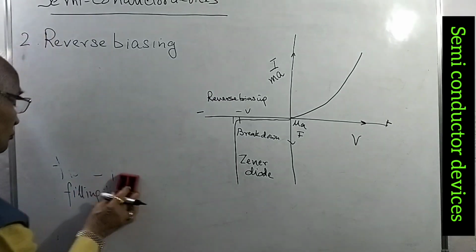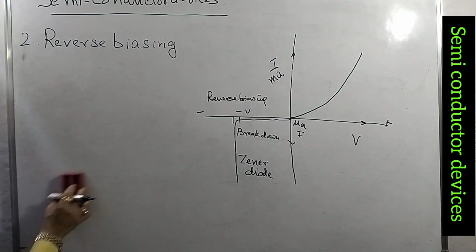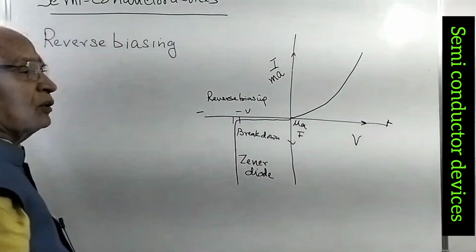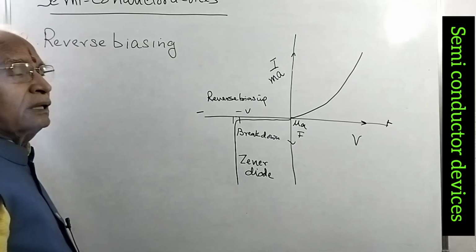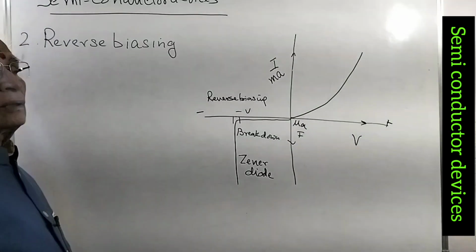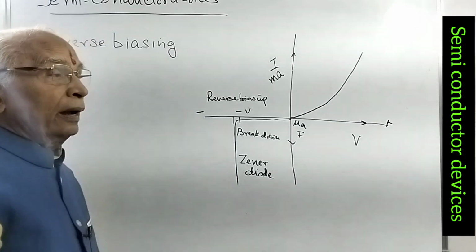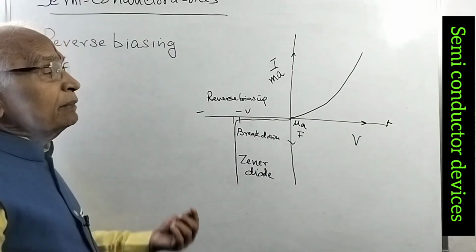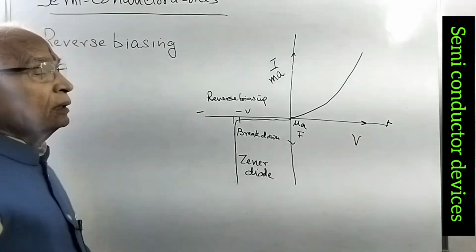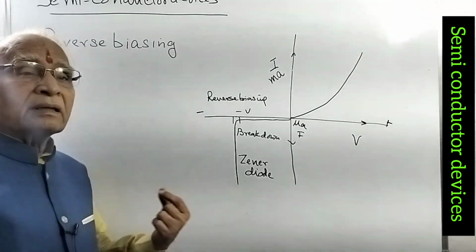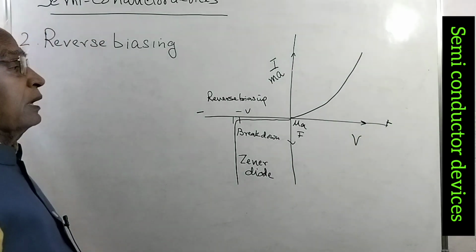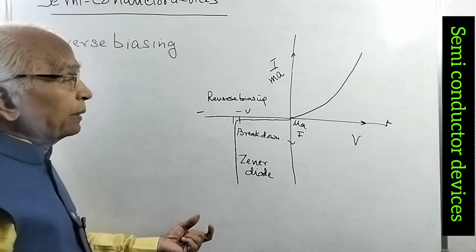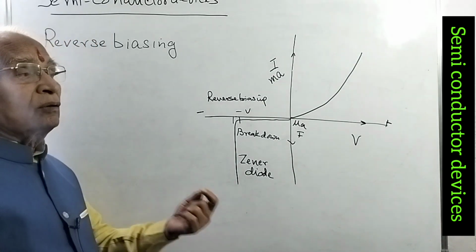Remember that this current was due to the flow of minority current carriers, and minority current carriers mean the current is very small, which means the resistance is very high. So the current is very small, meaning the diode has very high resistance. When forward biasing, the current was in milliamperes, a large current, which means the diode resistance was small. So in forward biasing, the diode acts as a small resistance, while in reverse biasing, the diode acts as a high resistance. And this is also the method of checking whether the diode is working or not.